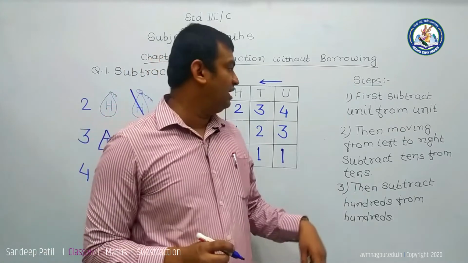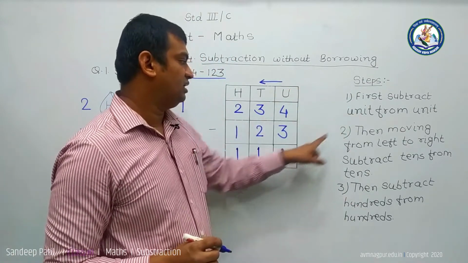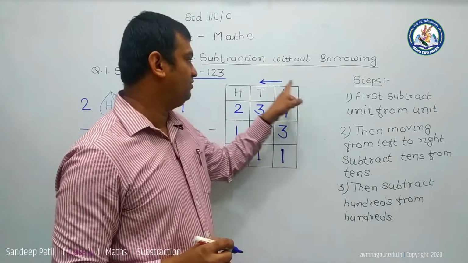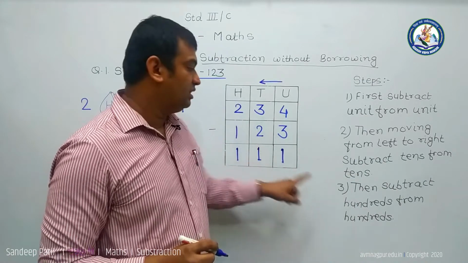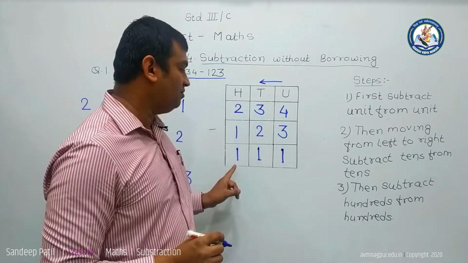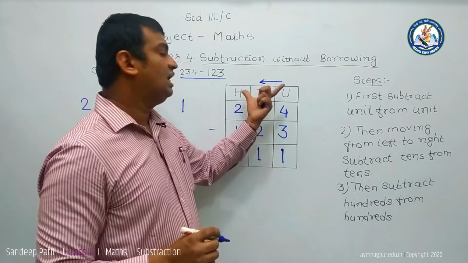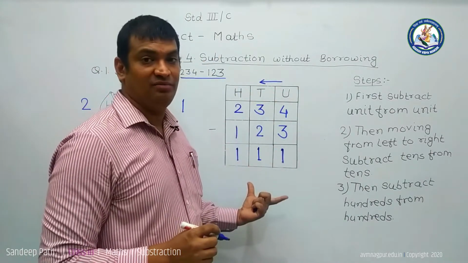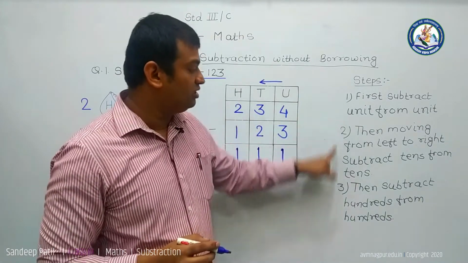So in the vertical arrangement, we have to first subtract unit from unit, then move on from left to right, subtract tens from tens, then subtract hundreds from hundreds. In this way, we have to follow these steps while subtracting any number from the given number in the vertical arrangement.